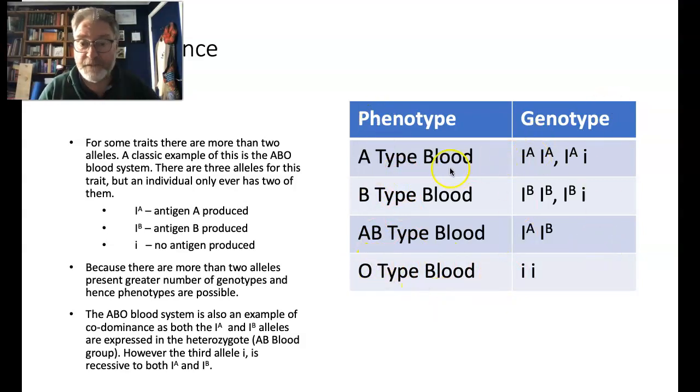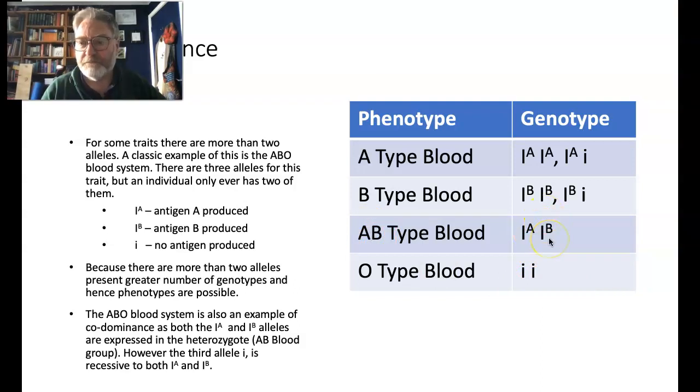So to be A blood, which I am, you're either homozygous dominant or heterozygote, but A over i. To be blood type B, you're either homozygous dominant or heterozygous B over i. And then the heterozygote AB is a new phenotype, the AB phenotype. And then the O phenotype is the absence of A or B.